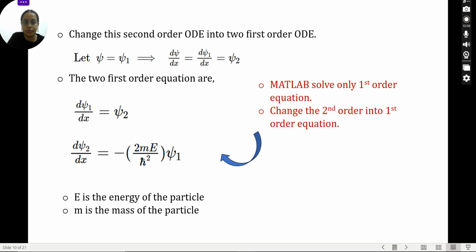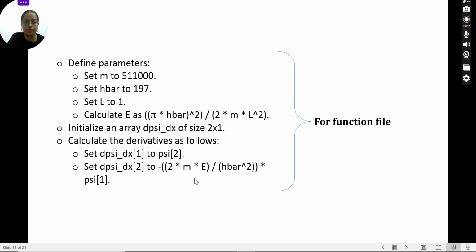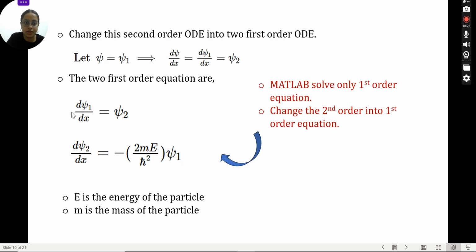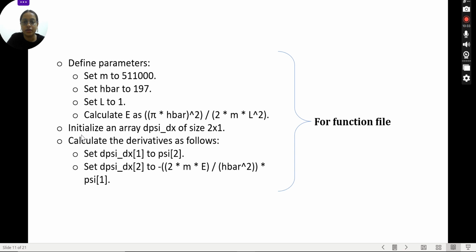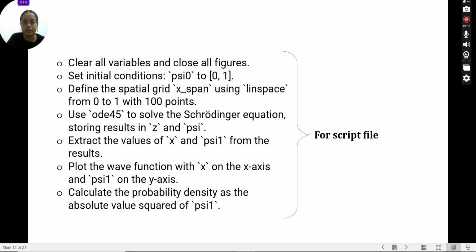As we previously obtained, d psi1 by dx is equal to psi2. So we will define this in this function file. Note that since we have d psi1 by dx and d psi2 by dx, our solution psi will contain one column and two rows, and we will see that in the script file.